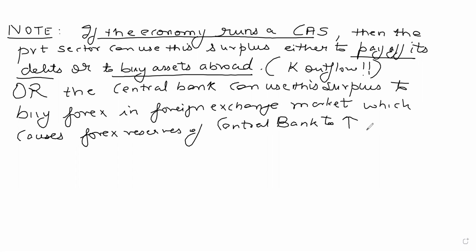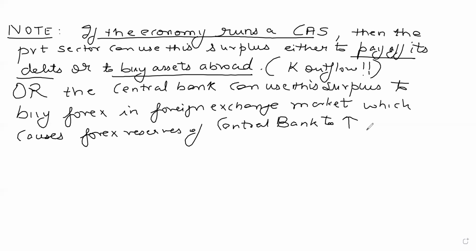So what we have learned is that when the economy is running a current account surplus, it means the payments which we are receiving from the foreigners for goods and services is more than the payments we have to make to the foreigners for goods and services. That means, guys, in net terms, the foreigners are paying us.